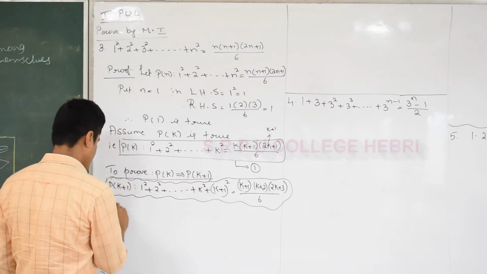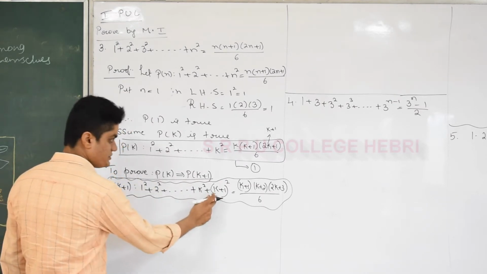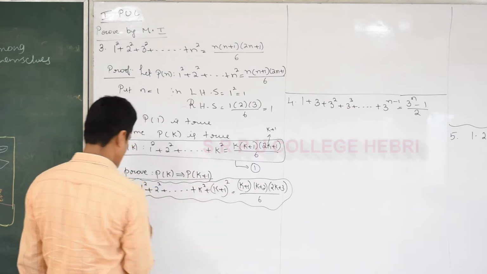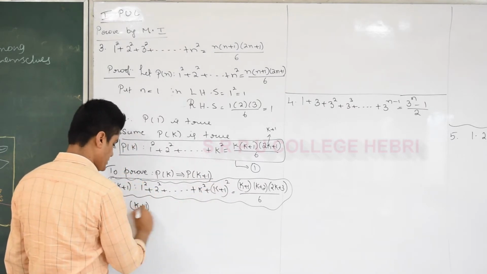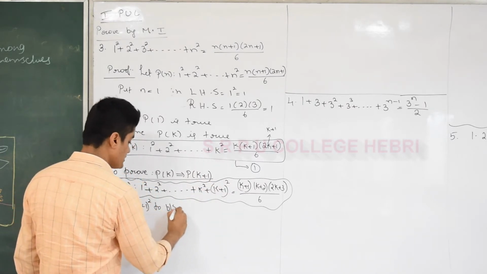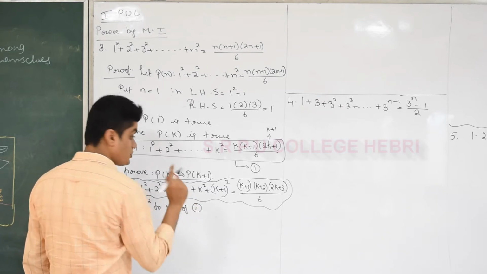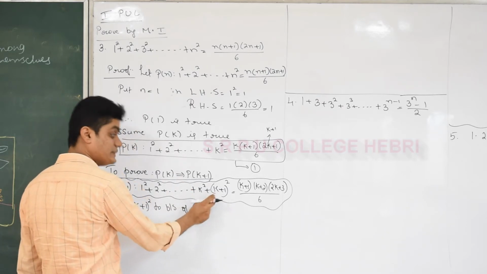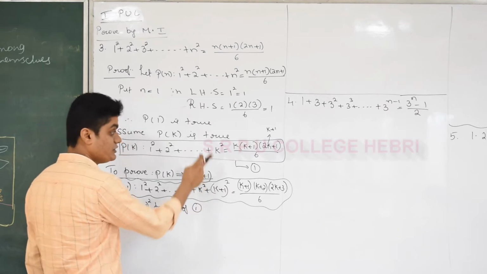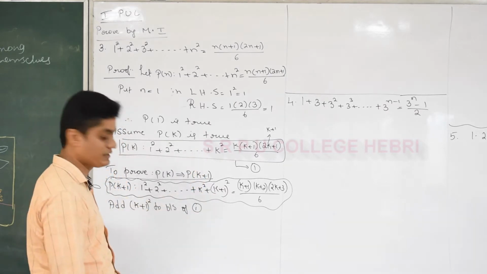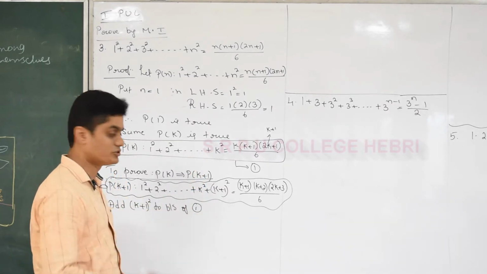Compare, what is missing in equation 1? K plus 1 whole square is missing. So add k plus 1 whole square to both sides of equation 1, and you should add to equation 1, not to this. This is the answer that you should get at the end. So you should use equation 1. So add k plus 1 whole square to both sides of equation 1.